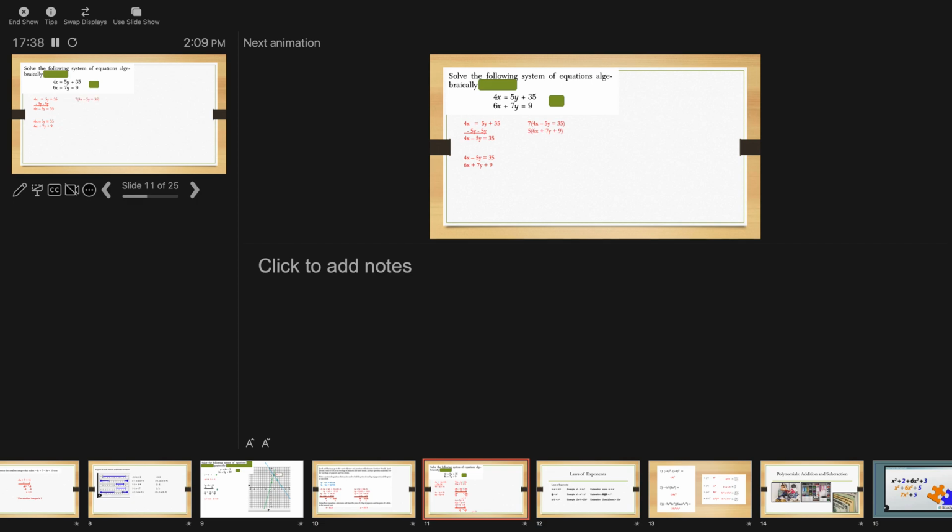So now I can multiply the top one by 7 and the bottom one by 5. I just copied that. That's why it's still there. So it should say equals 9, just to be clear. Distributing, 28x minus 35y equals 245. And now the equal sign appears. 30x plus 35y equals 45. And it's just business as usual.